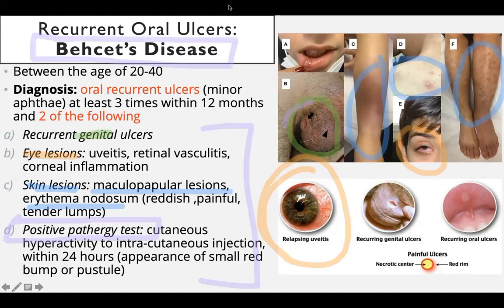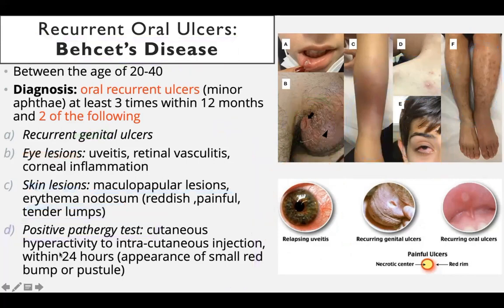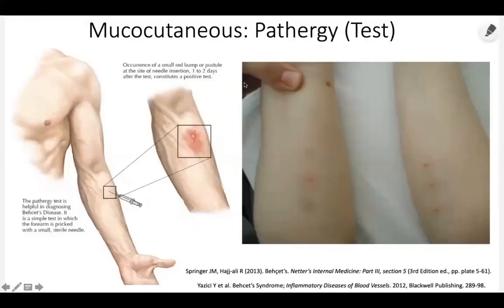What is positive pathology test? This is a cutaneous skin hyperactivity to intracutaneous injection. So you inject something under the skin with the pathogen. Within 24 hours, there will be appearance of small red bumps or pustule. So here I included a picture for the mucocutaneous pathology test. Very important.